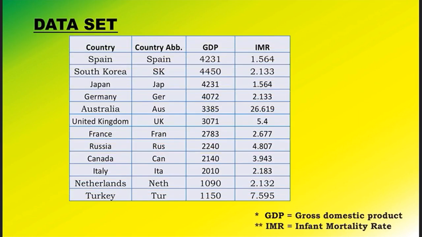Let us consider the following data set. We have taken 12 countries with their GDP and IMR. The countries are Spain, South Korea, Japan, Germany, Australia, United Kingdom, France, Russia, Canada, Italy, Netherlands and Turkey. We'll save this dataset in an Excel file in CSV form.